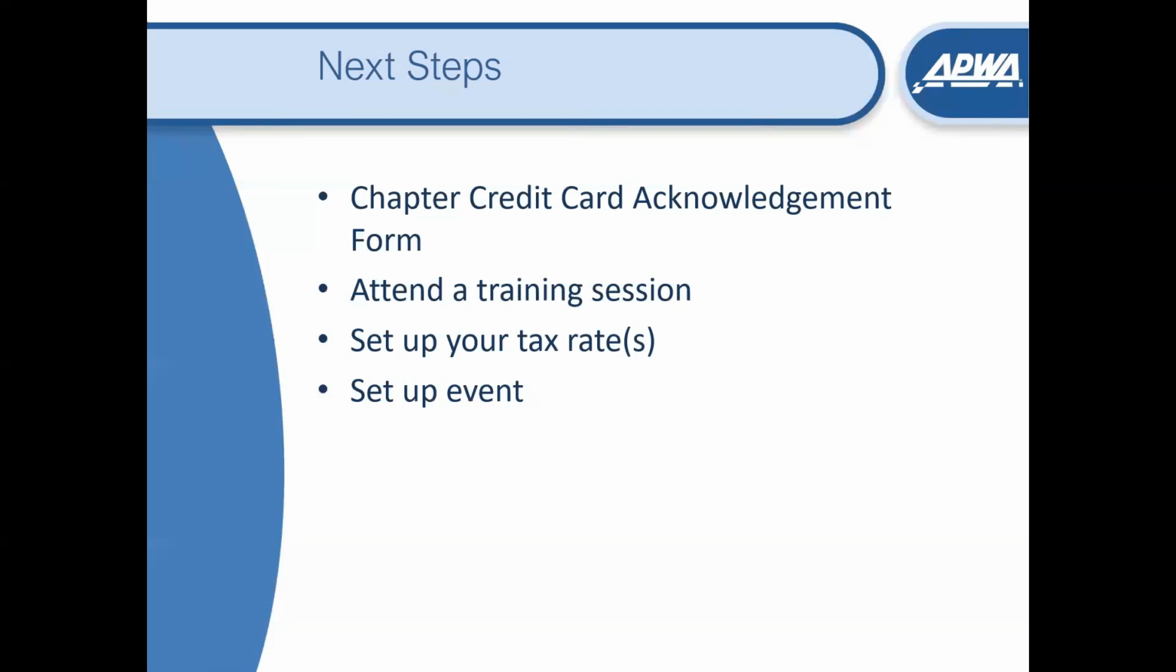Okay, so next steps. Let's say we've done all of this. The next things you need to do in order to get up and going: there's a chapter credit card acknowledge form that went out in the email that was sent to all of the chapter presidents, admins, delegates, and alternate delegates. That form needs to be filled out, signed, and emailed back over to us here. You can email that to me, or you can email it to the finance team. Once we have it on file, then you are really honestly good to go at that point.